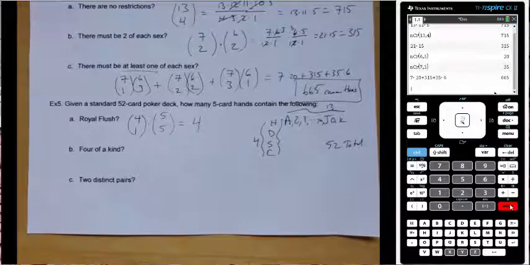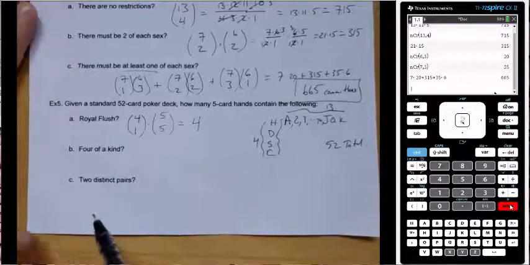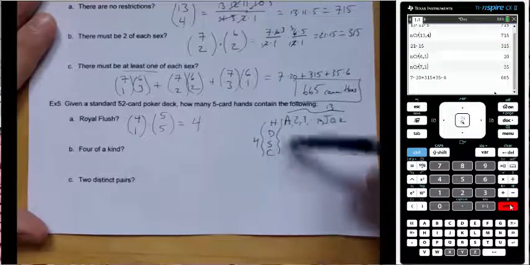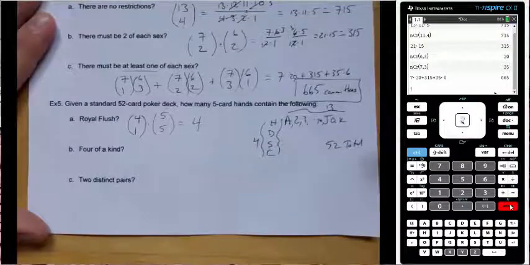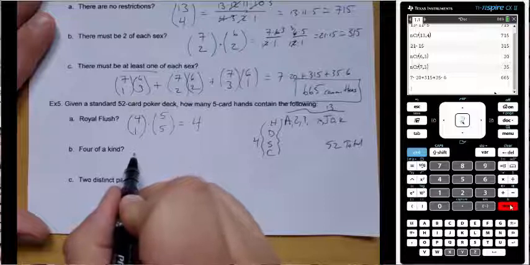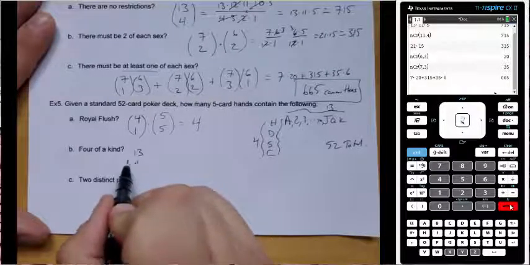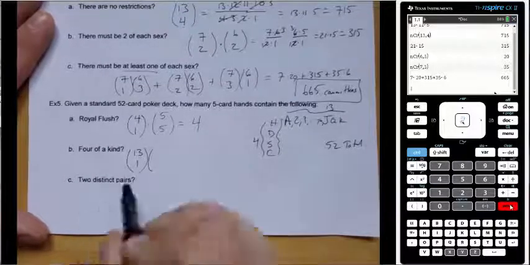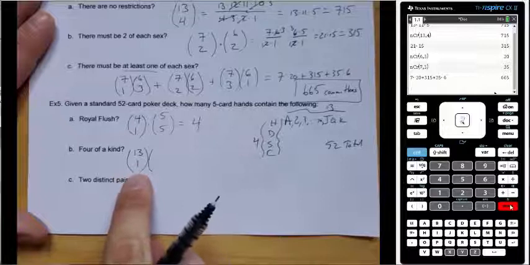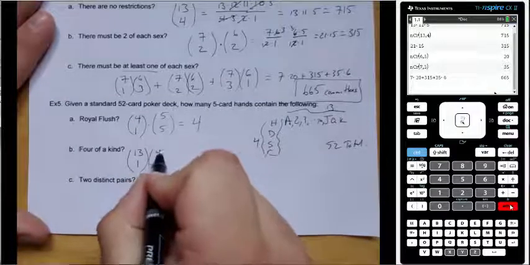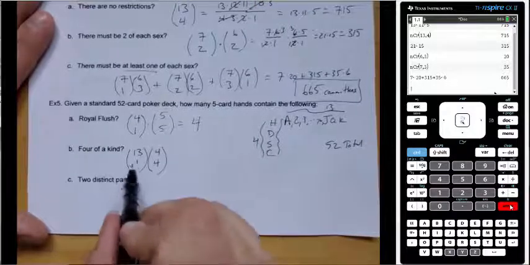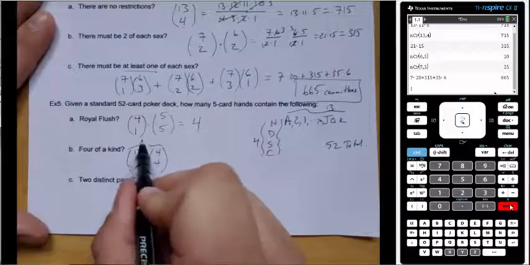Next, 4 of a kind. This is how I like to think of 4 of a kind. That means I need all 4 of one denomination, and then any of the remaining cards. There are 13 different values of cards, or denominations, you can pick from, and you need to pick one of them to be your 4 of a kind. Once you've done that, we need to choose how many of that denomination you're going to get. There are 4 cards in that denomination, and you need all 4 of them. So this is choosing the value to be your 4 of a kind.